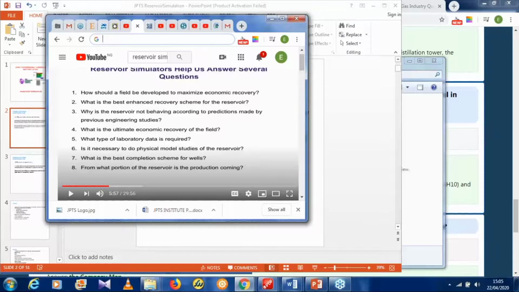We know that for years now, oil and gas have been one of the major sources of energy all over the world. Hence the large demand for crude oil and a lot of money that's put into such projects. However, one of the questions that reservoir simulation helps us to answer is how a field should be developed to maximize the economic recovery, for us to be able to make more money and ensure that we don't run at a loss.